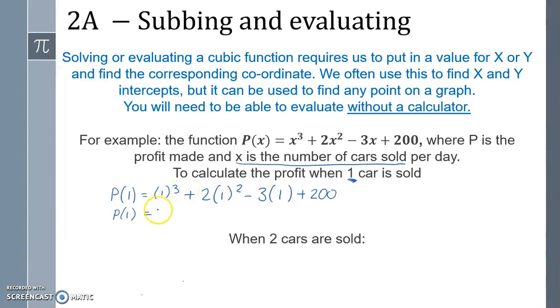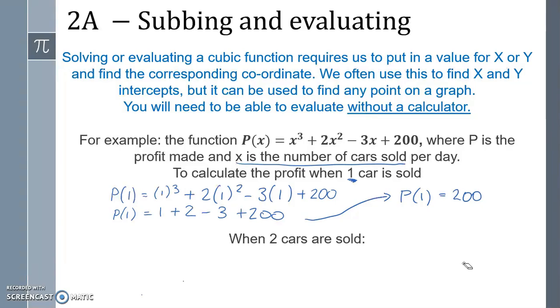1 cubed is 1 times 1 times 1, which is 1. 1 squared is 1 times 1, which is 1, times 2 is 2. Take 3 times 1, plus 200. Excuse my writing here, I'm running out of room. All right, so 1 plus 2 is 3, take away 3 is 0, plus 200. So the profit made when 1 car is sold is $200. If you had this question on a test, you would write a written answer: the profit is 200 when 1 car is sold.